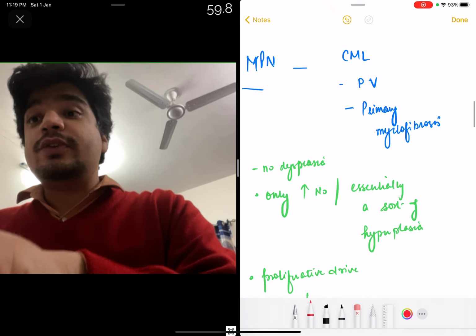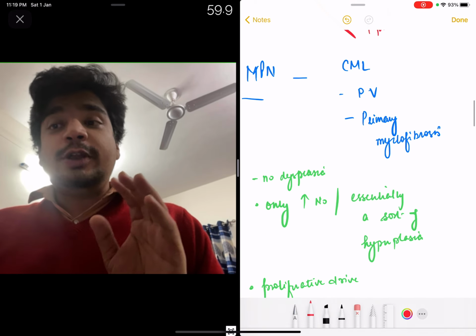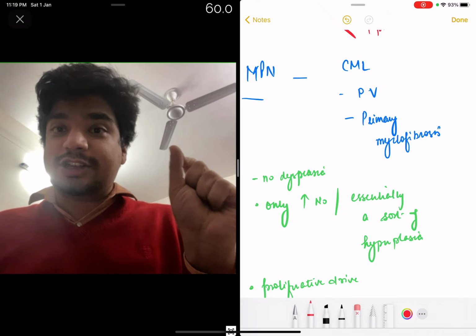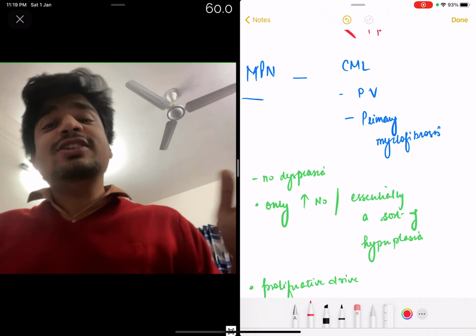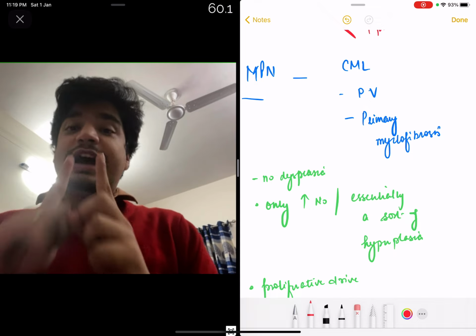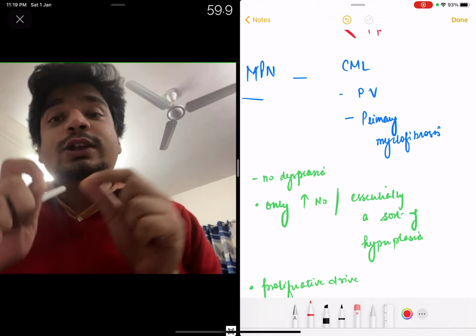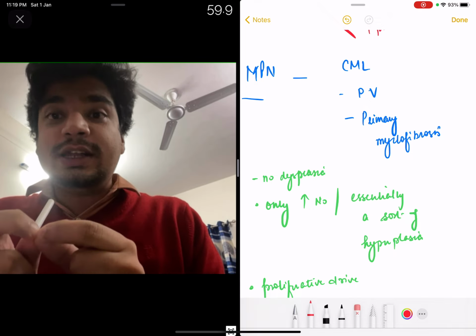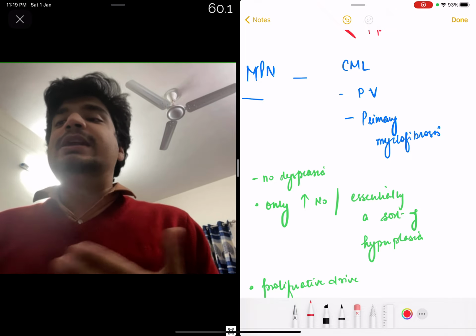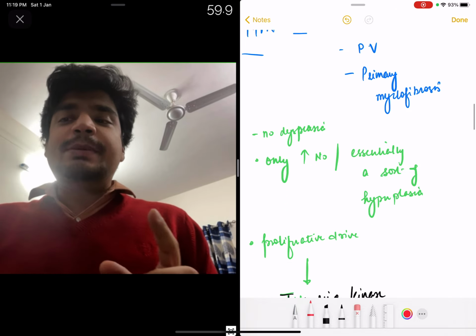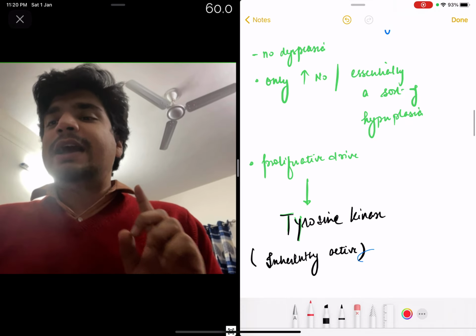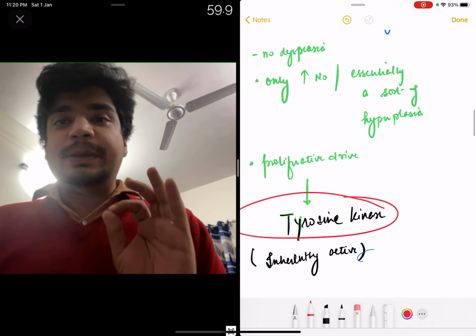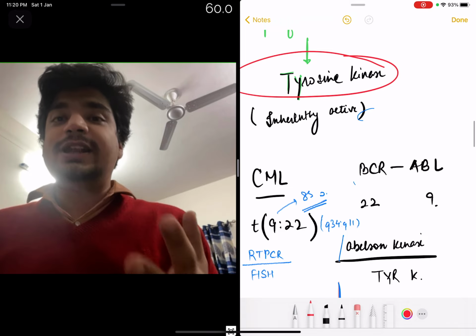What is myeloproliferative neoplasm? In myeloproliferative neoplasm, there is no dysplasia. The cells are just proliferating rapidly because they have mutations in a tyrosine kinase that cause it to be constitutively active, and as a result they are rapidly proliferating. It's sort of a hyperplasia with a proliferative drive, and this drive is because of tyrosine kinase activation, which becomes inherently active.